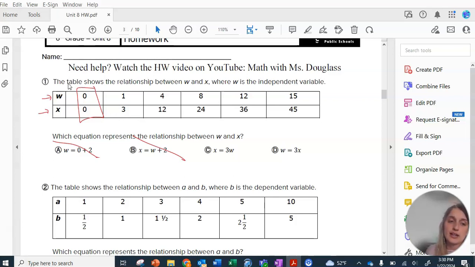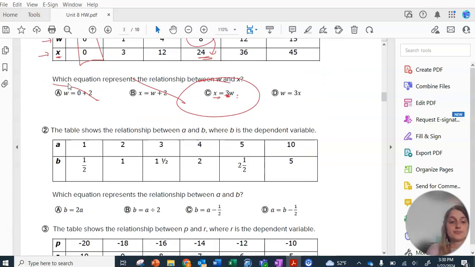I want my answer to be my x variable, so I'm guessing it's c because x is isolated, but let's just double check. If I pick a random w, let's say 8, and I multiply it times 3, 8 times 3, that equals 24. That's how I choose my equation that matches.